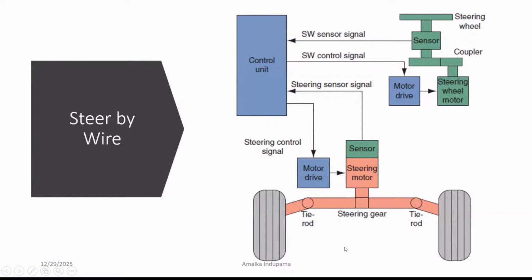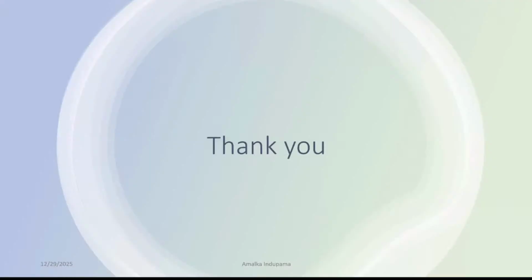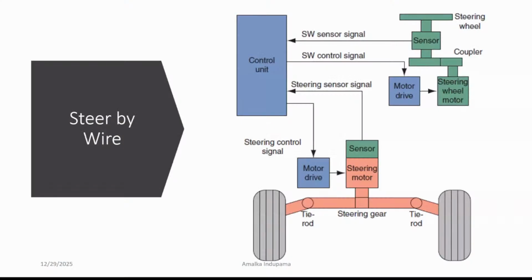Then the ECU will send a signal to the steering motor. Then the steering motor will rotate the wheel angles, right? So we don't have any direct mechanical linkage or connection between the steering wheel and the motor, right? Not the motor, the gearbox. So there's no direct connection. Yes, that's all for the automobile steering system, not wheel, steering system.